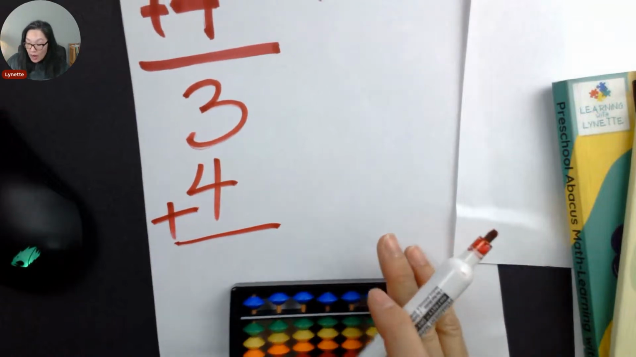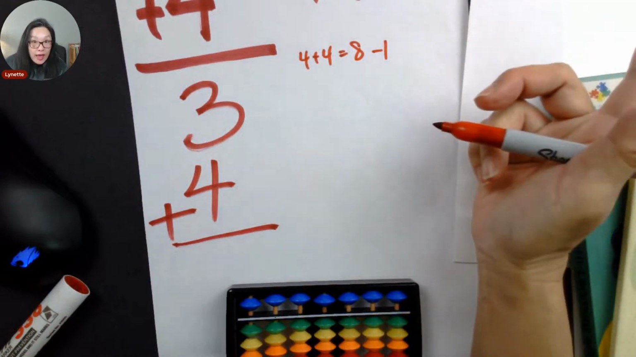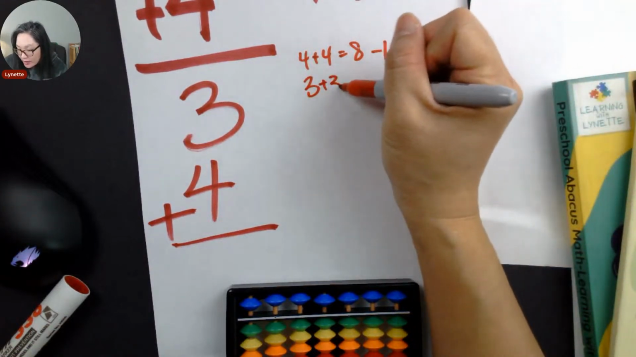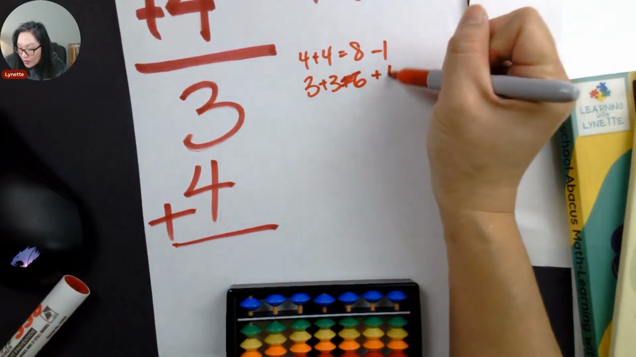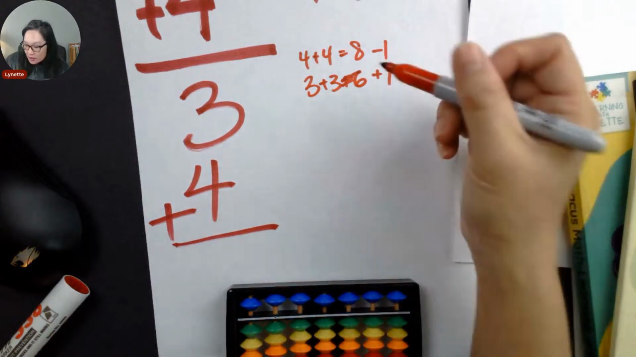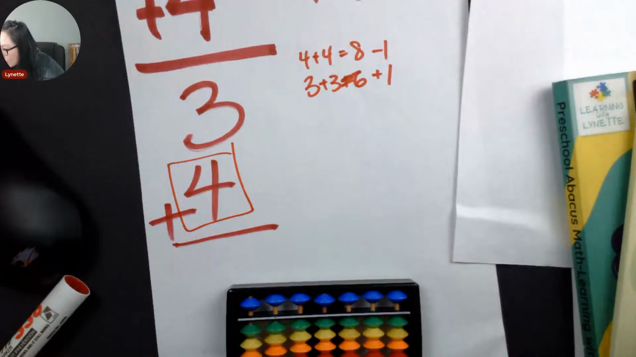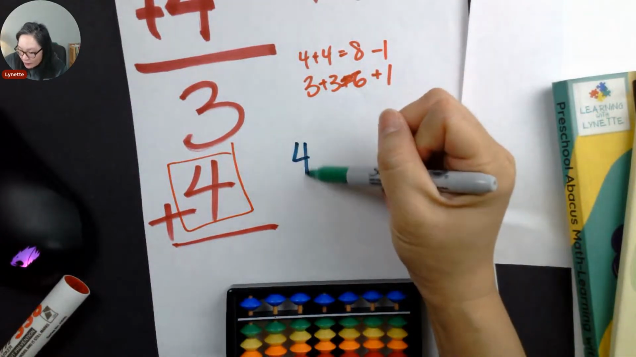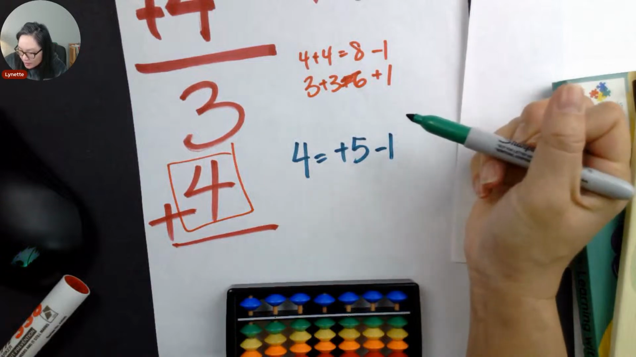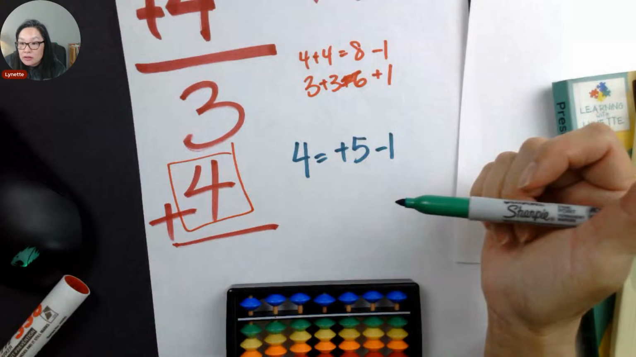Okay, 3 plus 4. Well, if we learned our doubles, we needed to remember that 4 plus 4 is equal to 8, and then we have to take away 1. You can do that. Or you can learn your other doubles, which is 3 plus 3 is equal to 6, and then you have to add 1, right? These are things that you can remember. Or what you could do is learn your abacus, which is this. We need to remember that if we add the 4, it's equal to plus 5 minus 1. So this is versatile. It's more versatile.